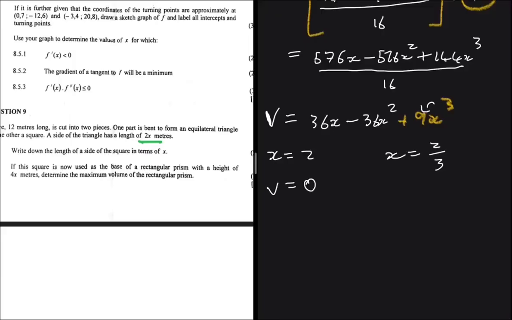Right, let me substitute x equal to 2 divided by 3 and see what I get. So now I just need to divide all the 2's by 3, and I'm getting a volume of 10.6667 meters. Is it meters?